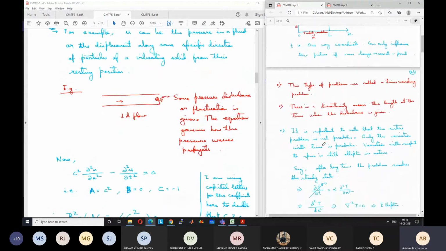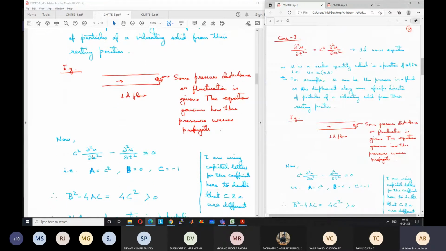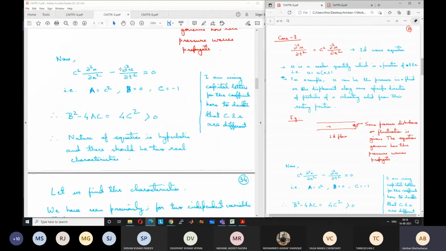So the equation is c square del square u del x square minus del square u del t square. Unlike the other types of equation, for example the fluid flow equation or the unsteady heat transfer equation that we have seen in the previous classes, the general governing equation for flow or thermal problems, where the unsteady term has a single derivative of time, for the wave equation we have a double derivative with time. So it's a different nature.